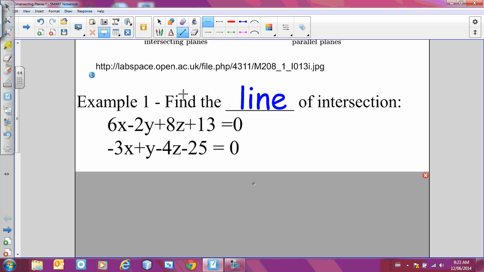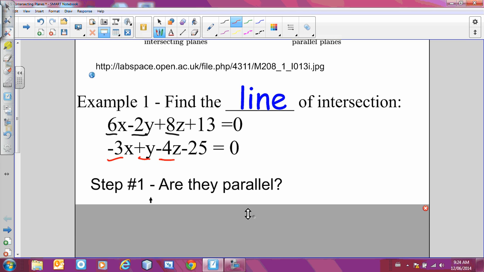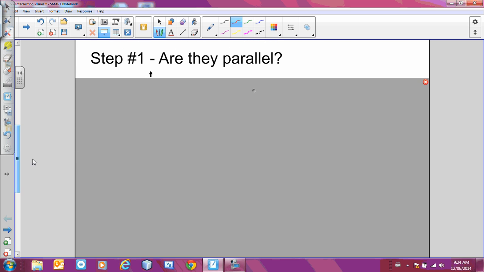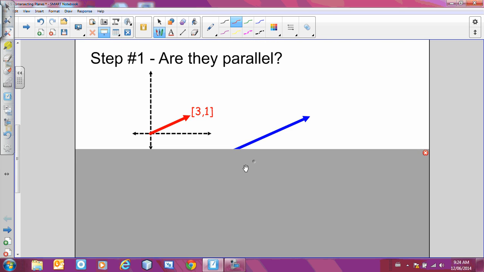So first example, find the line of intersection, remembering that these are the direction vectors in scalar form. We need to determine, first of all, whether we have parallel planes or not. That'll be the first thing to consider, simply because it's the much quicker, much easier thing to consider. We don't want to waste our time looking for the line of intersection if in fact there isn't one.